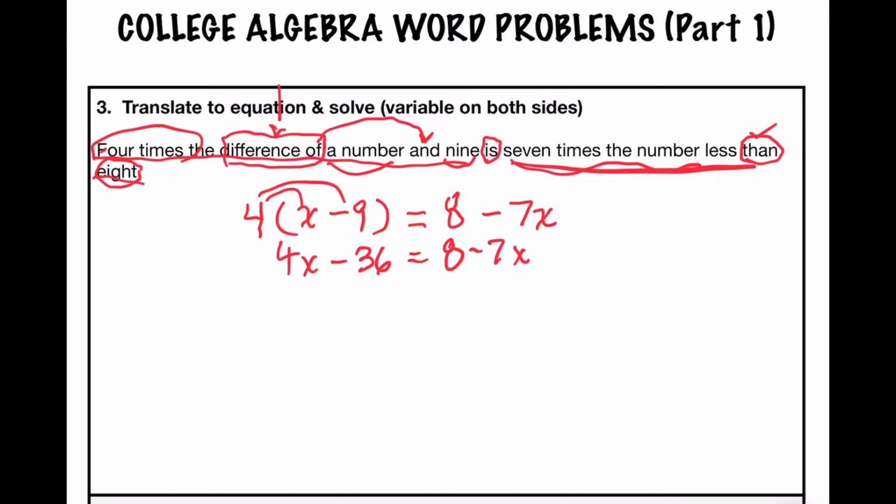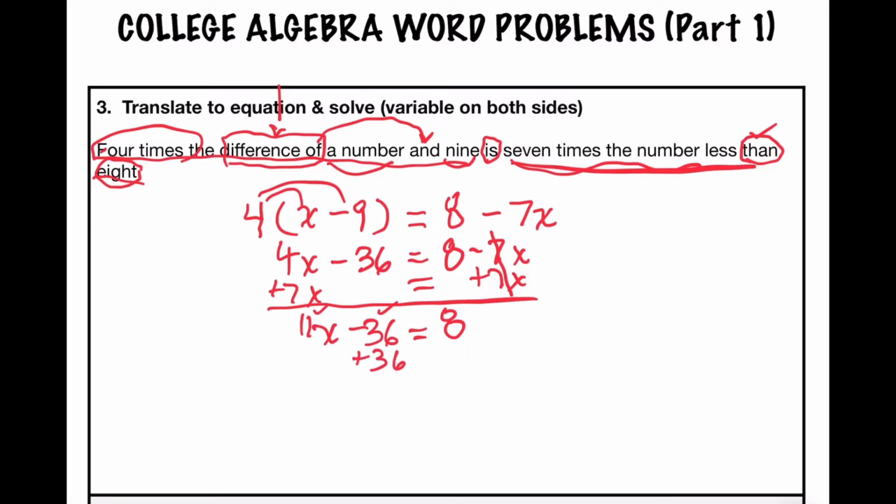Now I'm going to have to collect my variables all on one side and my numbers on the other. I could subtract 4x from both sides, or I could add 7x to both sides. I'm going to choose to add 7x to both sides in order to keep my variable term positive. So 4x plus 7x is 11x minus 36. Negative 7x plus 7x is 0. 0 plus 8 is 8. And now I'm down to that 2-step. Add 36 to both sides and divide by 11.